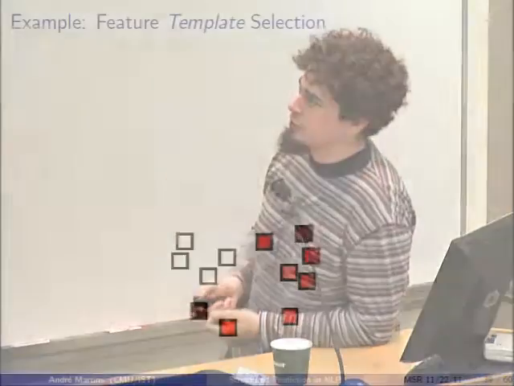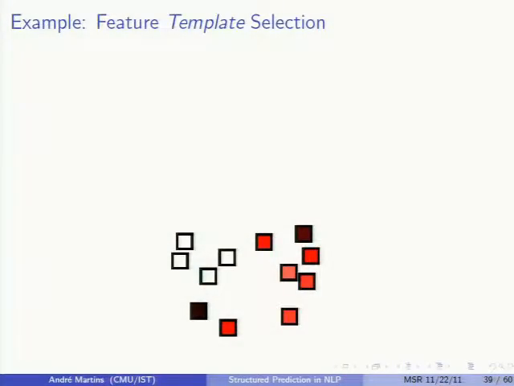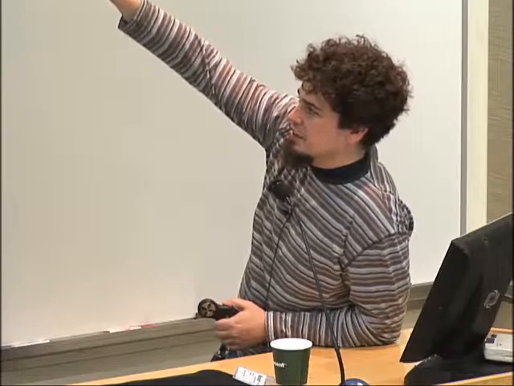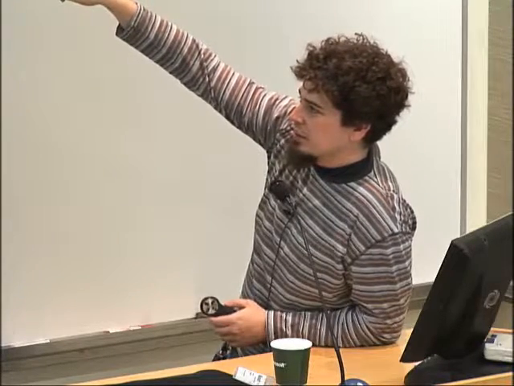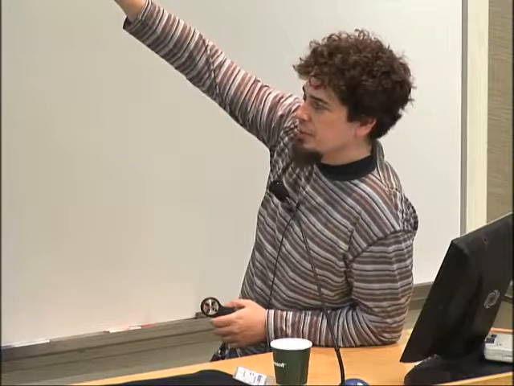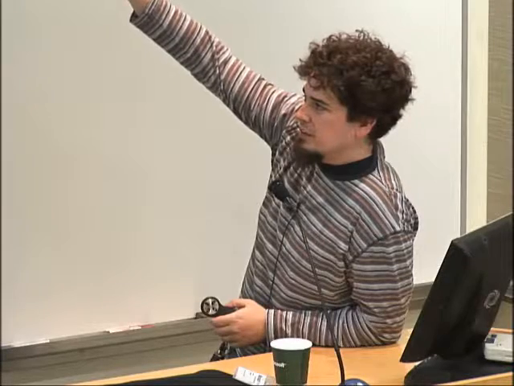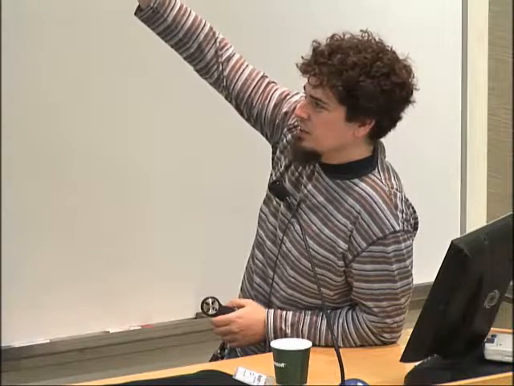All right, so let me go into feature template selection. Suppose that you have a task like sequence labeling. This is actually chunking. Here we have a sentence, and we have parts of speech tags for each word in the sentence. This is the input, and you want to predict phrase boundaries. This means the beginning of a noun phrase, which is "we". This is the beginning and inside of a verb phrase, and "want to explore" is a verb phrase, and so forth. So this is a useful task in NLP.